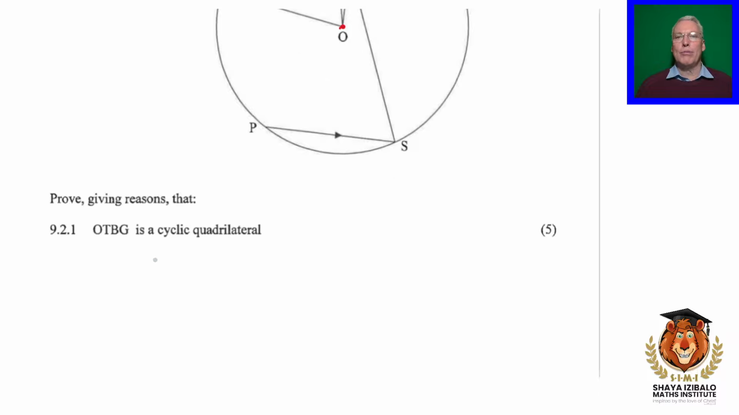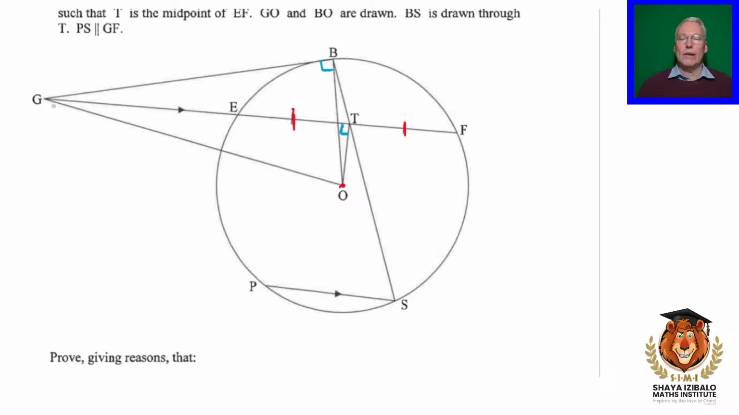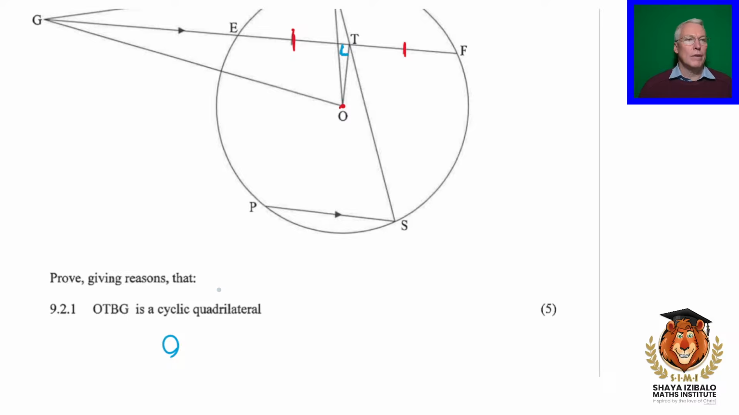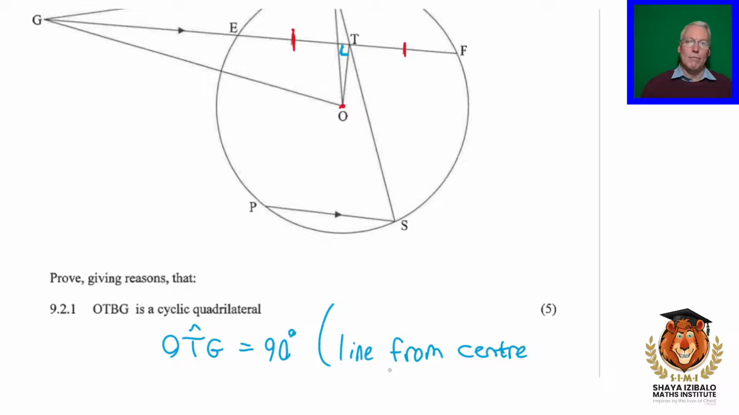So they ask us to prove that this shape is a cyclic quad. And in fact, it will be a cyclic quad because of these two angles, and we're going to be using converse angles in the same segment. Okay, so let's write this down. Firstly, OTG is 90 degrees. And the reason for that is line from center bisects chord. That makes it perpendicular.